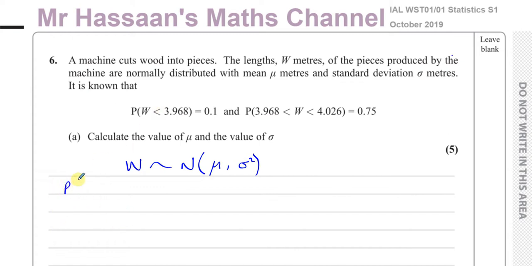Okay, they've told us two bits of information. They've said that the probability that the length of wood is less than 3.968 meters is 0.1. So we'll deal with that first. They've also given us the probability that the wood is between 3.968 and 4.026 is 0.75. Let's deal with this first.